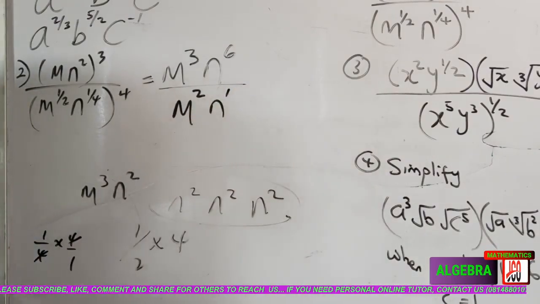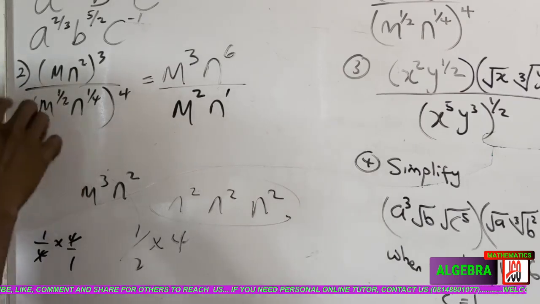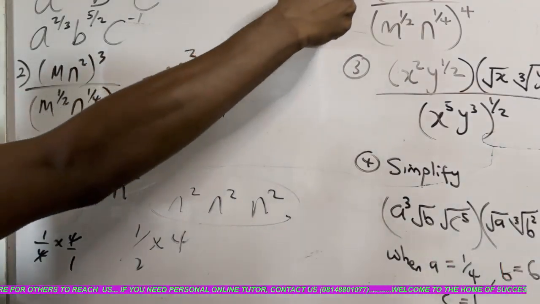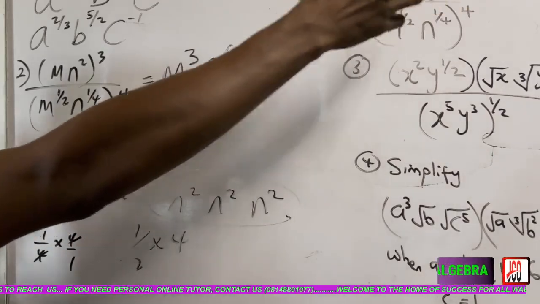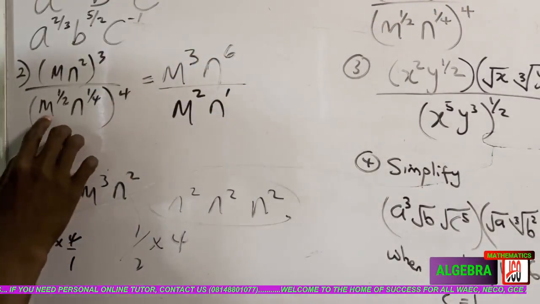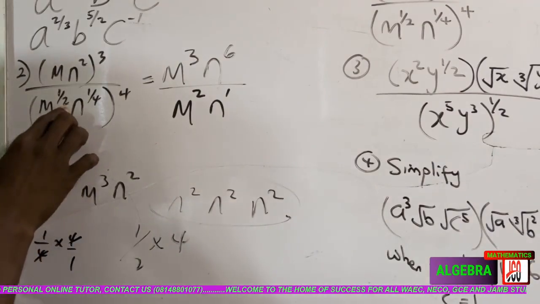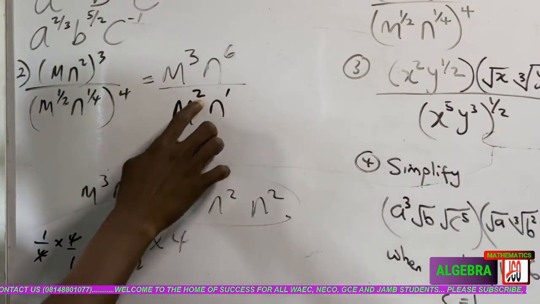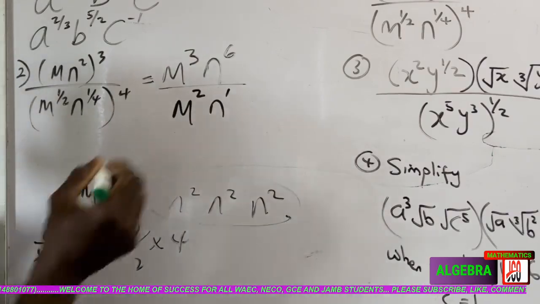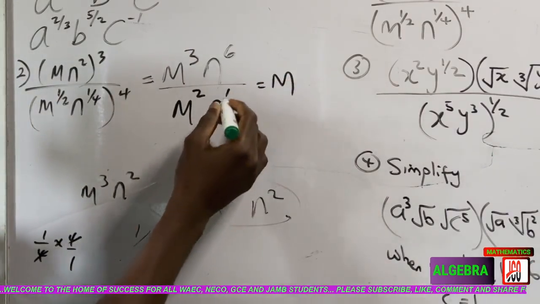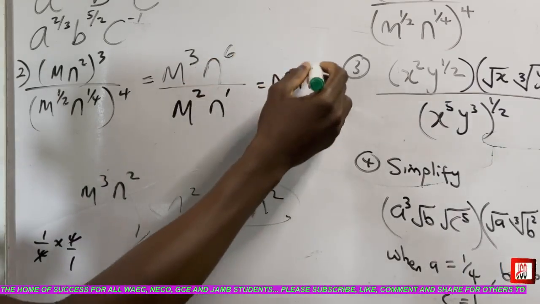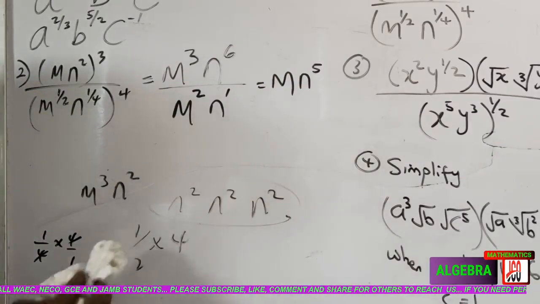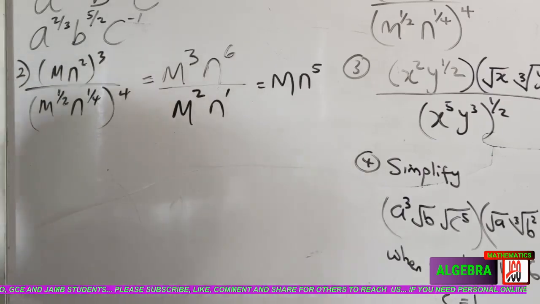So with that being said, take note, when you have a power and it also has another power, you multiply the powers. But when you are multiplying the algebra by another algebra, you add the power. But if it is the algebra having a power and that same algebra has another power, then multiply the power. So m raised to power 2 will divide one of the m there to remain m. n raised to power 6 divide one of the n there to remain n raised to power 5. So that is your answer for question 2. Now to question 3.